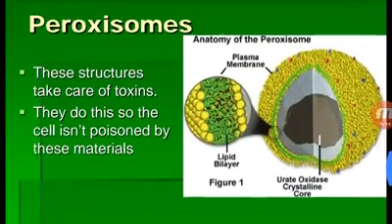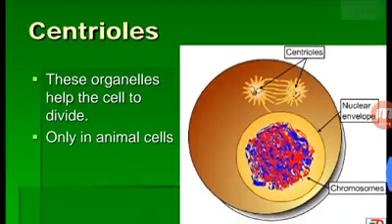Okay, peroxisomes. These structures take care of toxins. They do this so the cell isn't poisoned by these materials. If these poisons or toxic substances are allowed to stay inside the cell, the cell will die, and then it will affect the other cells near it. Next one, centrioles.